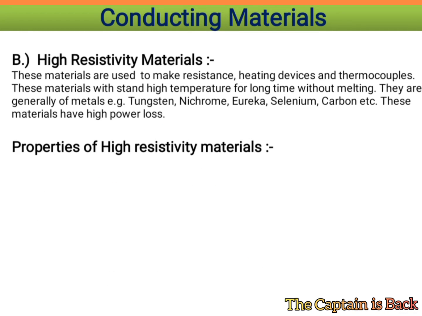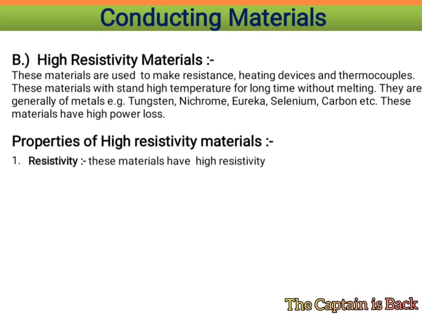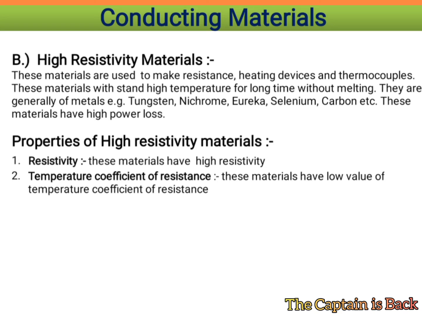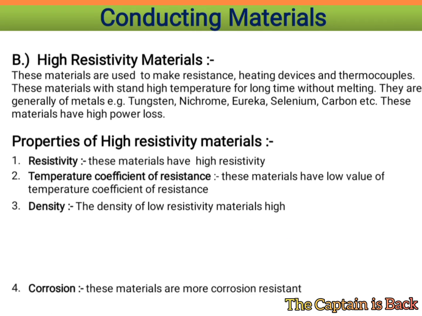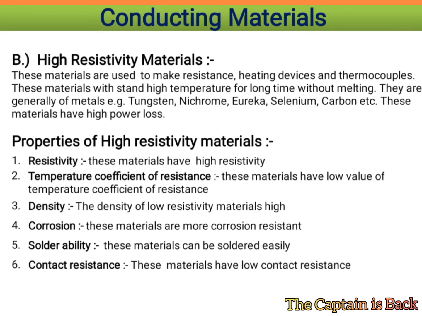Okay, let's go ahead. Properties of high resistivity material. Resistivity: these materials have high resistivity, as you know. Temperature coefficient of resistance: this material has a low value of temperature coefficient of resistance. That means even with a change in temperature, there's not much big change in the resistance. Density of high resistivity material is high. Corrosion: these materials are more corrosion resistant. Solderability: these materials can be soldered easily. Contact resistance: these materials have low contact resistance. Ductility: these materials are ductile.